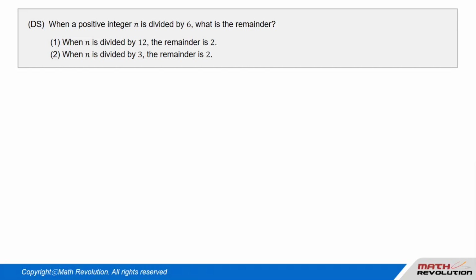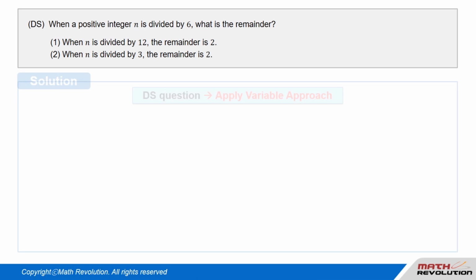Question. DS. When a positive integer n is divided by 6, what is the remainder? Condition 1. When n is divided by 12, the remainder is 2. Condition 2. When n is divided by 3, the remainder is 2.